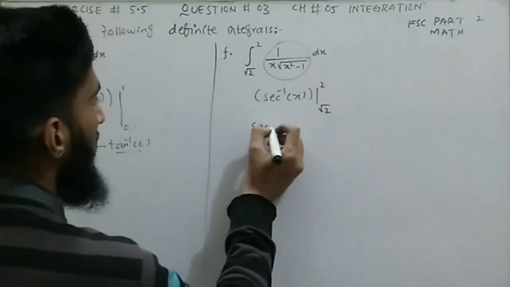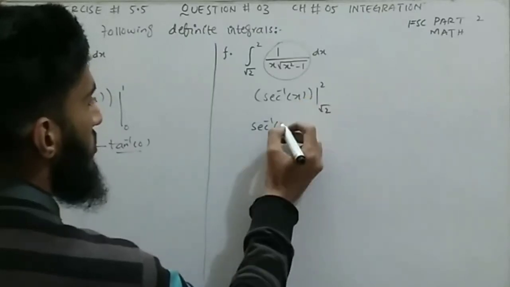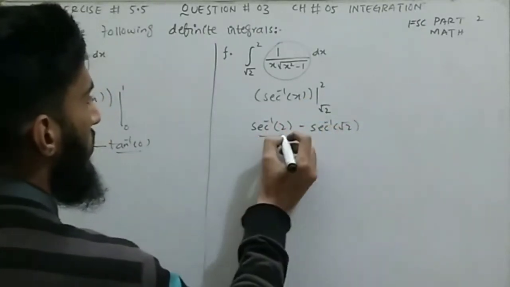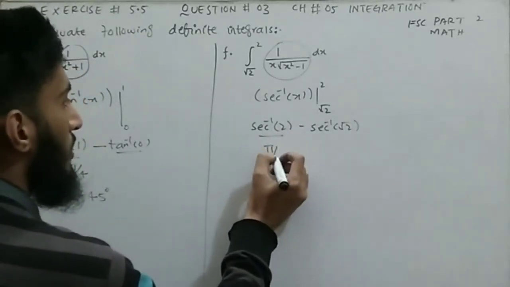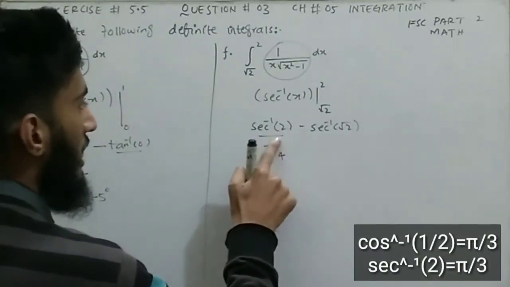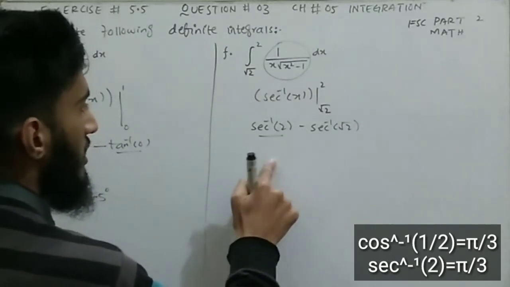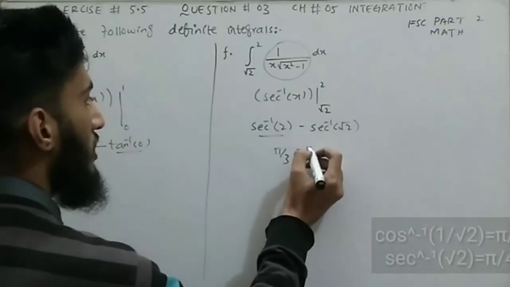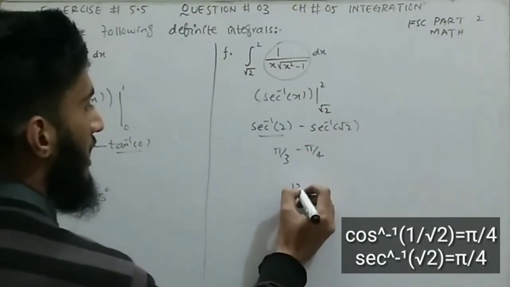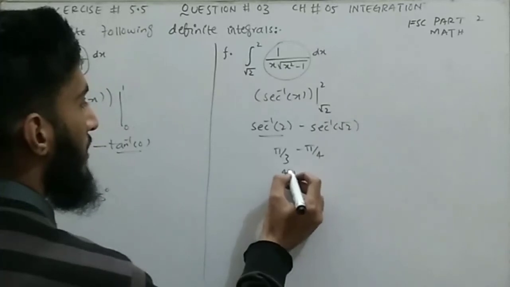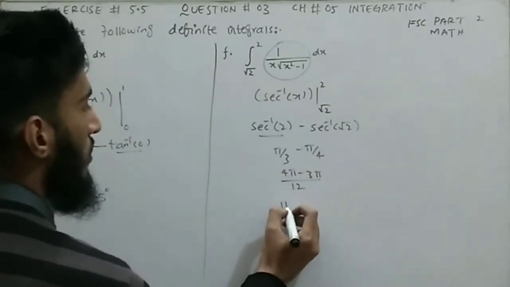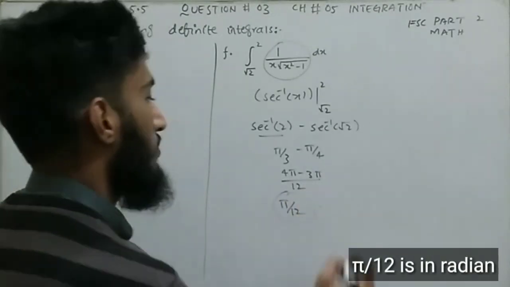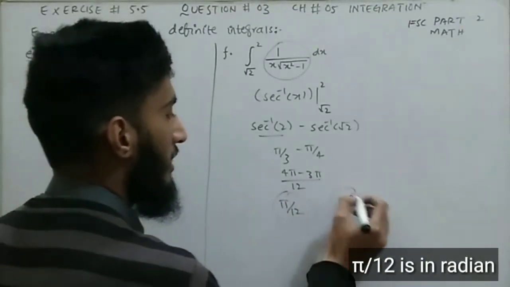So first put 2 over here, it becomes secant inverse 2, so x is 2. Then put square root of 2 in place of x. So secant inverse 2 is equal to 60 degrees, which is pi by 3. Secant inverse square root of 2 is equal to pi by 4, 45 degrees. By taking LCM, it becomes 4 pi minus 3 pi. So it will give us the required and desired answer pi by 12, and in degree format it will be equal to 15 degrees.